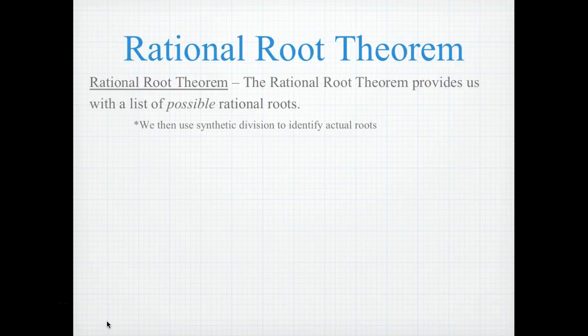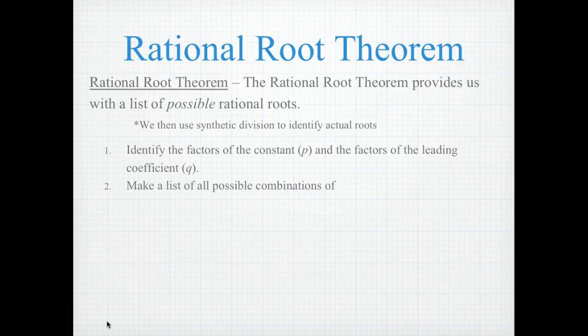Once we generate the list of possible rational roots, we then use synthetic division to identify the actual roots of the polynomial equation. To get started, we take a polynomial equation and identify the factors of the constant term, which we call p, and the factors of the leading coefficient, which we call q. We then make a list of all the possible combinations of p over q. That is the list of possible rational roots.